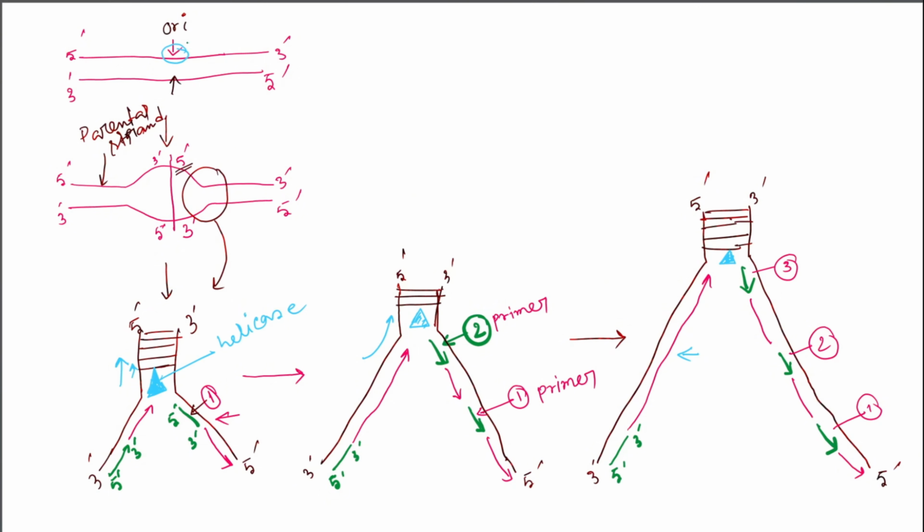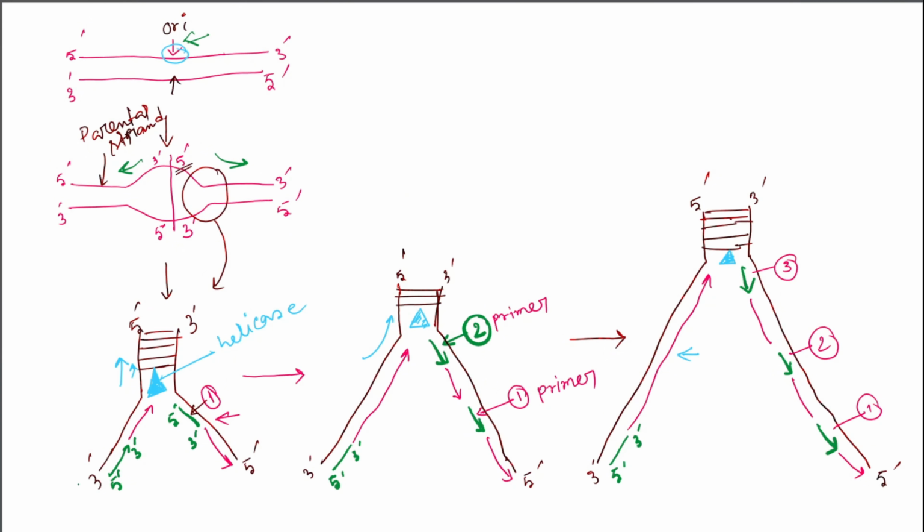This is the ORI site, and here are the two directions of fork movement. This is one direction of fork movement, and this is the other. If I focus on one side of fork movement, you will see this picture. One is the 3' to 5' direction, another is the 5' to 3' direction, and here helicase continuously unwinds the DNA by breaking the hydrogen bonds.